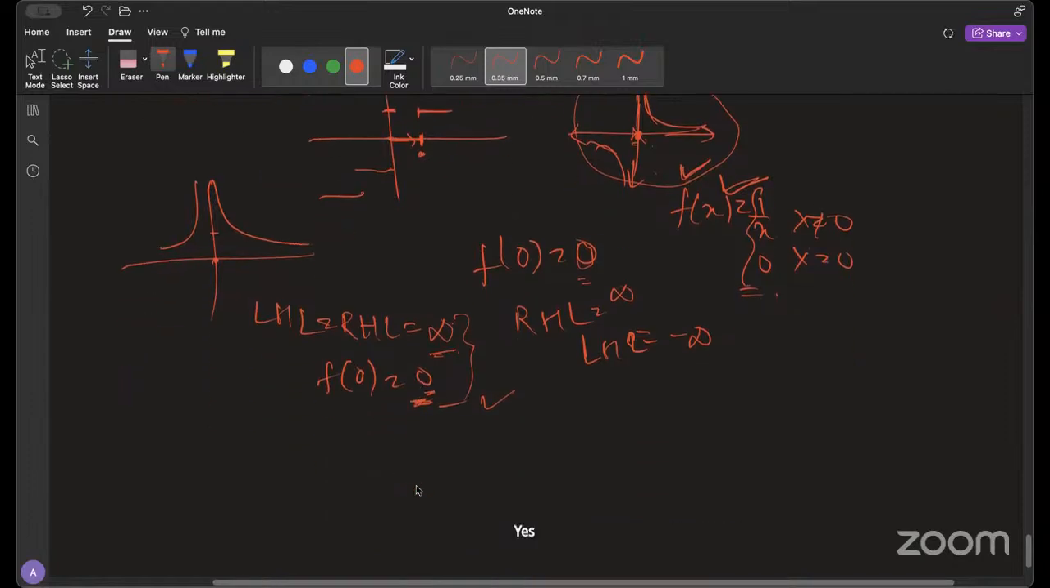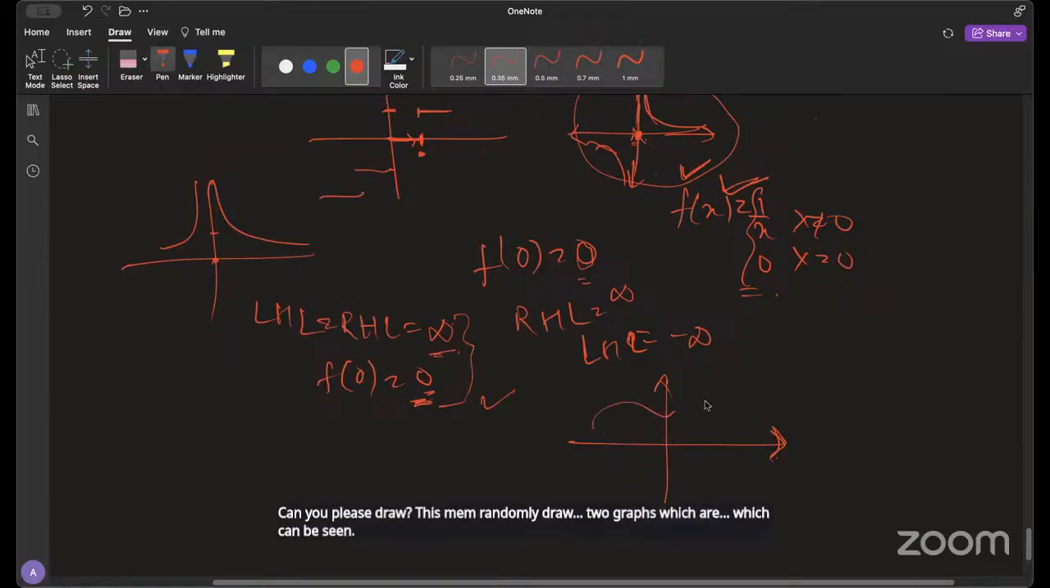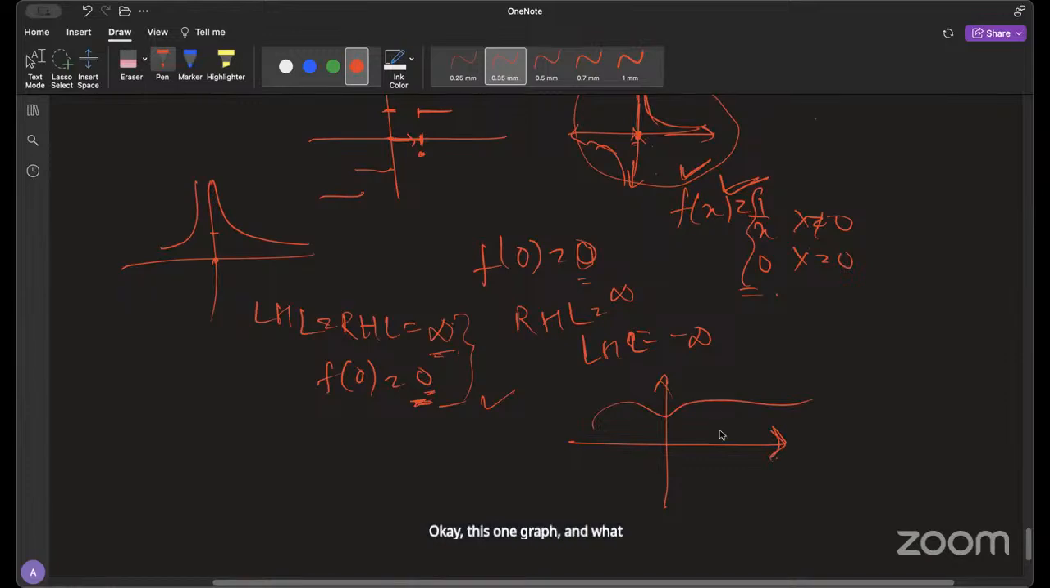Yes. Ma'am, somewhere we are given curves in the graph, a big curve. Two different curves are given which are not intersecting, but they seem parallel to us. Can you please draw? Just, ma'am, randomly draw two graphs which can be seen. Okay, this is one graph, and what's the condition on the other graph? They don't intersect. Okay, let's just have this one.